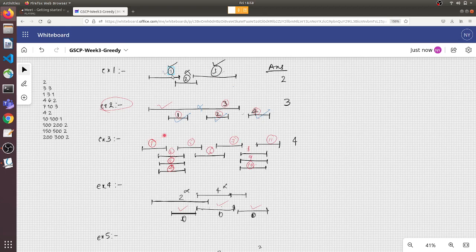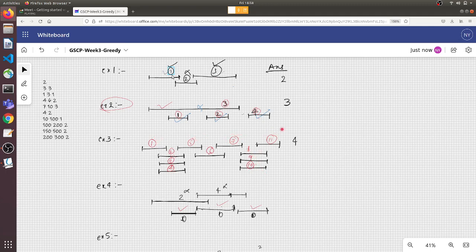Here we'll discard all of them, because they all are overlapping with it. Then we can pick the fifth one because it is not overlapping, but the sixth one is overlapping with the fifth, so we discard this. Then we pick 7 and we discard all of them because they're overlapping, and then we can pick 11. So again we pick all of these 4 and the answer is 4.